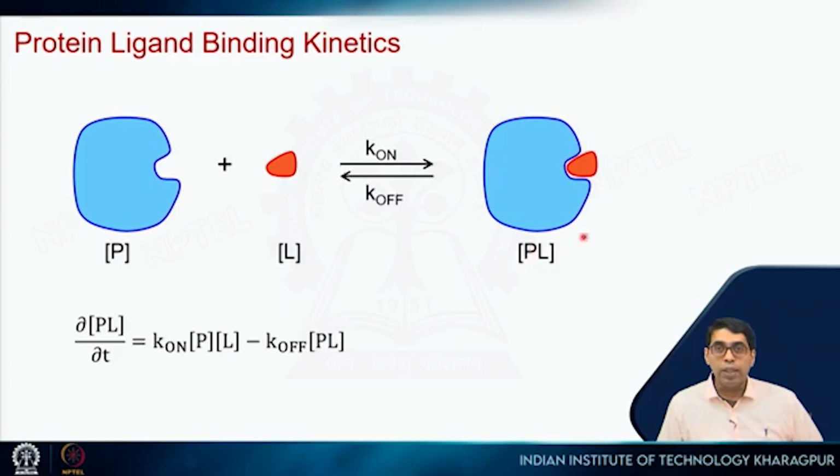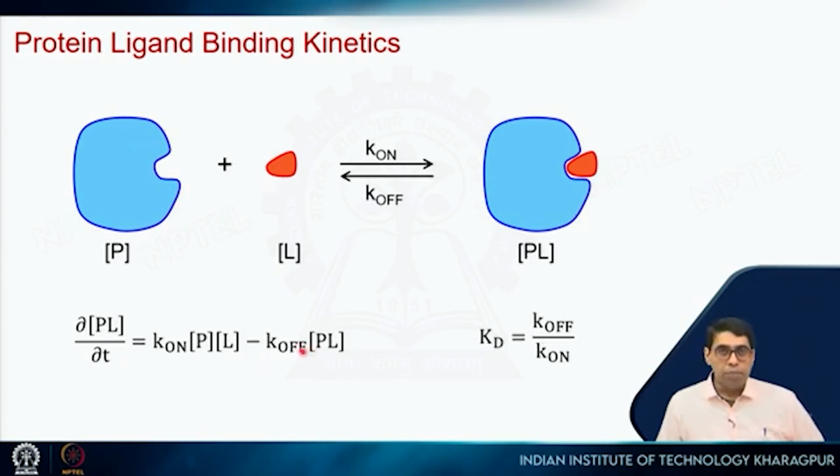And we can look at the rate of the formation of this protein ligand complex like this. So, the rate of formation is given by the forward reaction. So, the on rate multiplied by the ligand concentration multiplied by the protein concentration, which is shown here. And the complex is destroyed by this reverse reaction. So, it will be the off rate multiplied by the concentration of the protein ligand complex, and since it results in reduction, there is a negative sign here. So, this minus this gives you the rate of formation of the protein ligand complex, right.